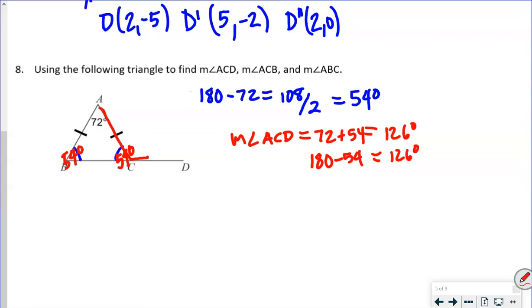And then it's also asking us about angle ABC. The measure of angle ABC is this angle right here, right? So that's equal to 54. And then it also asked us about this one, right? ACB. So the measure of angle ACB is equal to 54 as well.